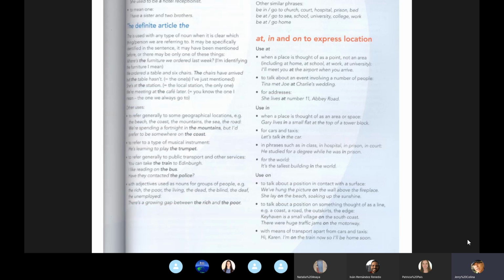We use "on" with means of transport apart from cars and taxis, because they are the exception. Remember, in the car, in the taxi. With the rest, on. Example: "Hi Karen, I'm on a train now, so I'll be home soon." I am on the train because train is a means of transport.